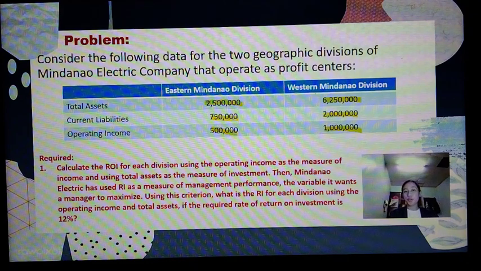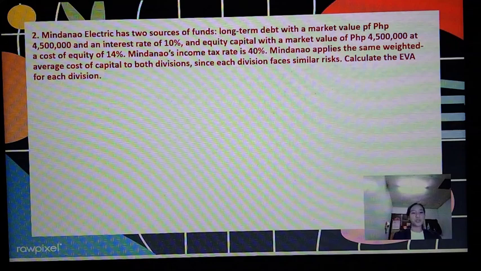Required: First, calculate the return on investment for each division using operating income as the measure of income and total assets as the measure of investment. Then, Mindanao Electric has used RI as the measure of management performance, the variable it wants a manager to maximize. Using this criterion, what is the RI for each division using operating income and total assets, if the required rate of return on investment is 12%? For the second requirement, we will calculate the economic value added.